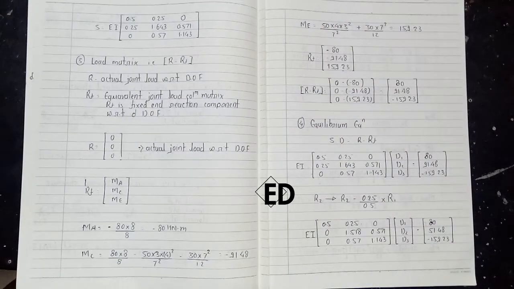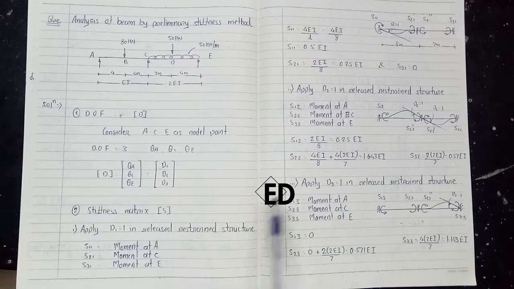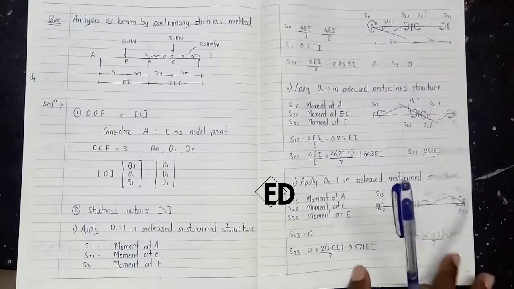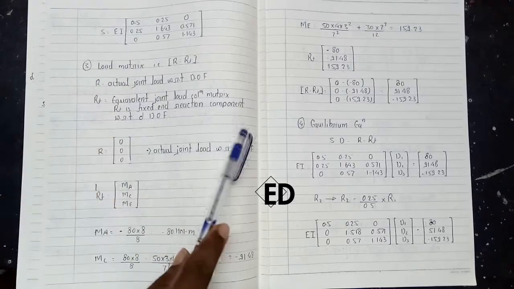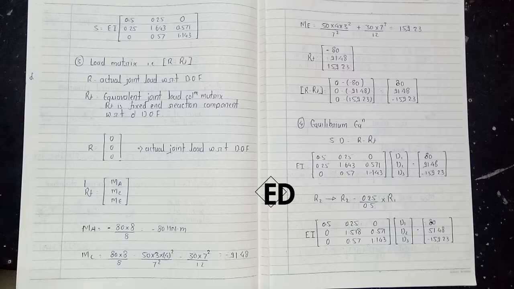The values we calculated from this step to this step, that is the first column, second column, and third column, I represent all the values here in the stiffness matrix. Now moving towards our fourth step, that is the calculation of load.